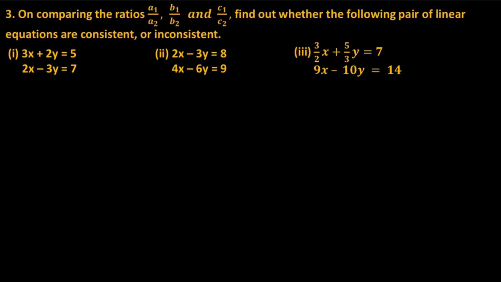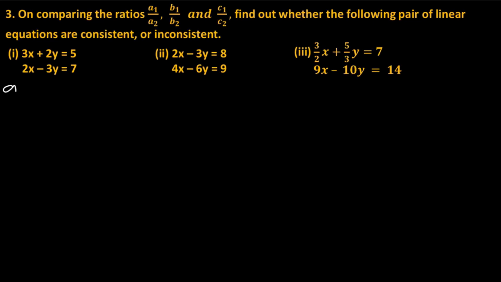On comparing the ratios a1 by a2, b1 by b2 and c1 by c2, find out whether the following pair of linear equations are consistent or inconsistent. So if these are intersecting, these will be consistent. If non-intersecting, inconsistent you can say.